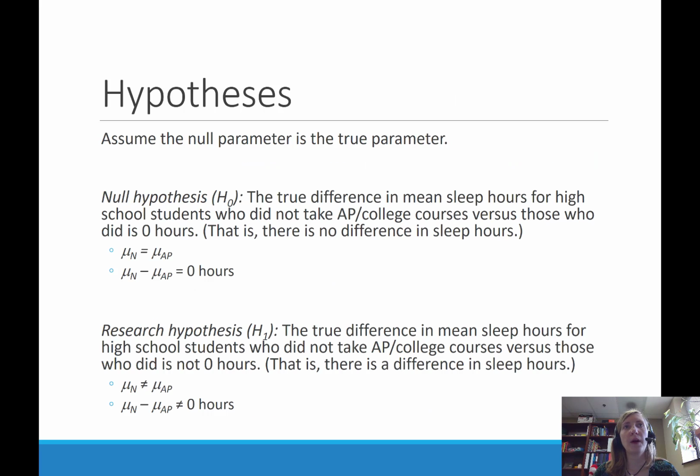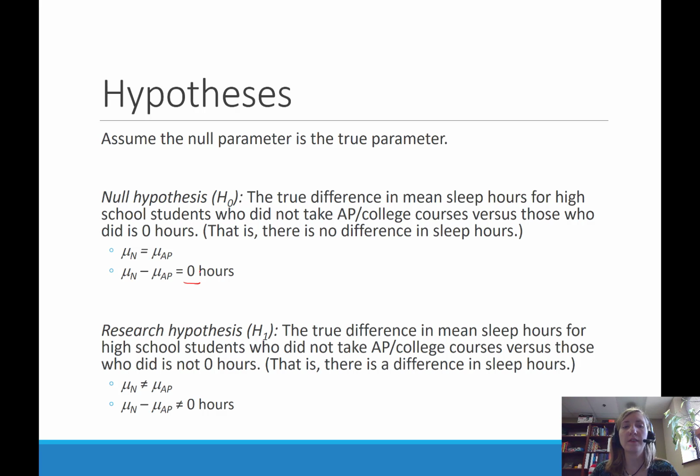Remember that our null hypothesis assumes there is no difference between the two groups, while the research hypothesis proposes that there is a difference. Therefore, our null hypothesis is that the true difference in mean sleep hours for high school students who did not take AP or college courses versus those who did is 0 hours. This is the same as saying that there is no difference in sleep hours between the two groups, or that their means are equal, or that the difference of their means is 0. Therefore, our null parameter is 0.